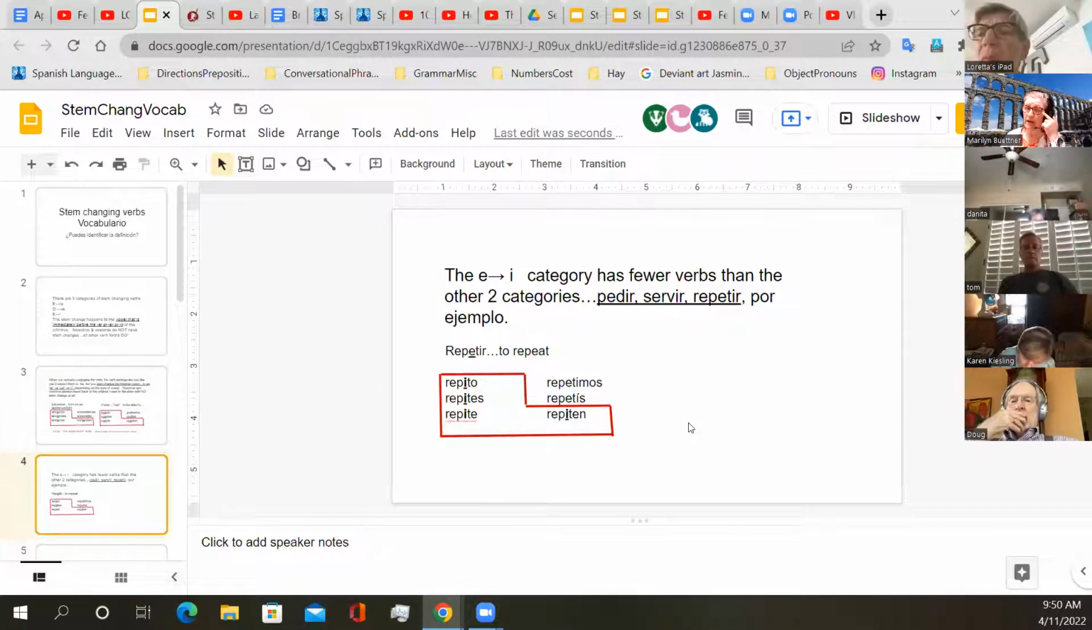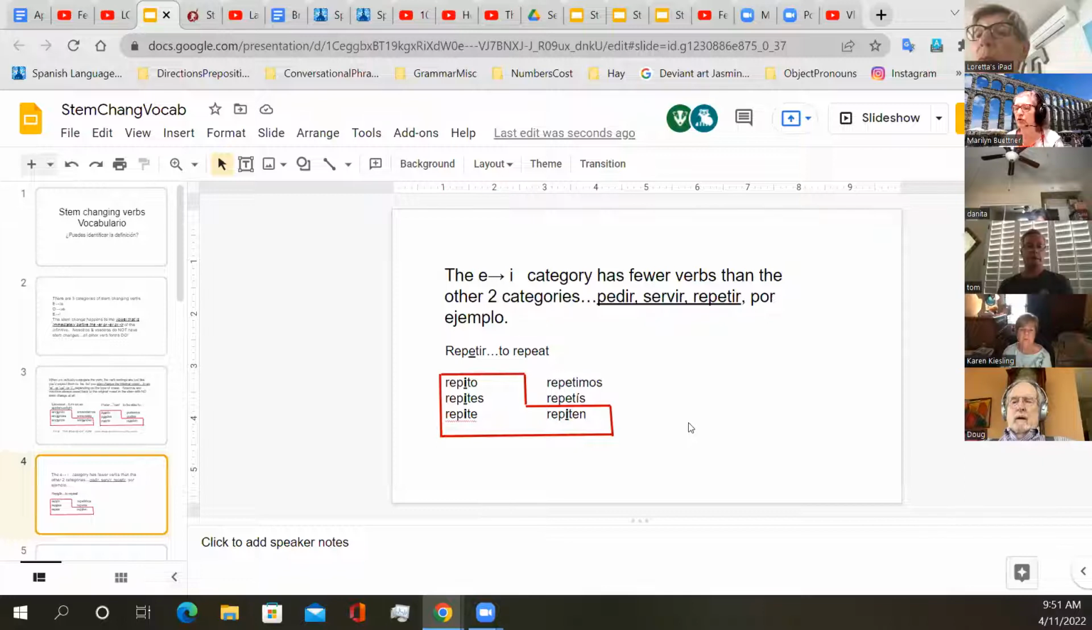Okay, here is the very, very teeny, tiny example. There aren't that many verbs that have an E to I stem change. Of the ones that you will need the most will be ones like pedir, to ask for something, to order something, servir, to serve something, because they use those two verbs in restaurant settings, and repetir. Repetir is an E to I stem change. It is a small category of verbs.